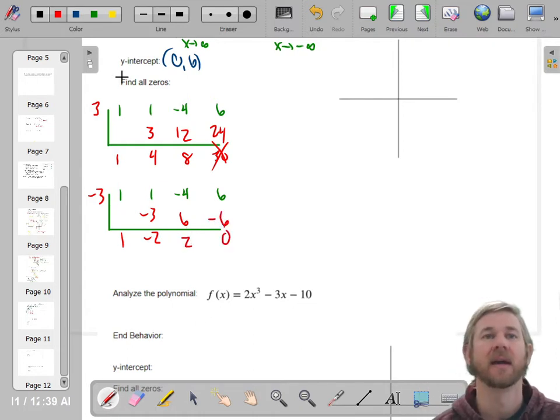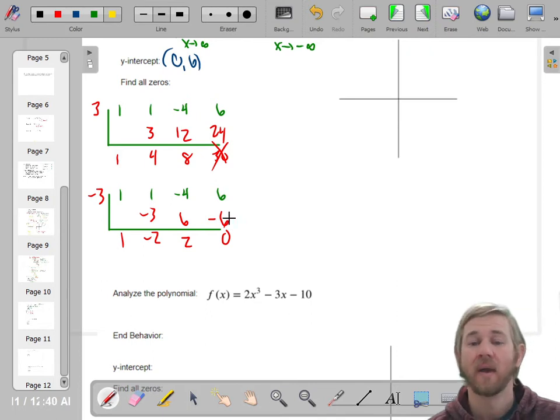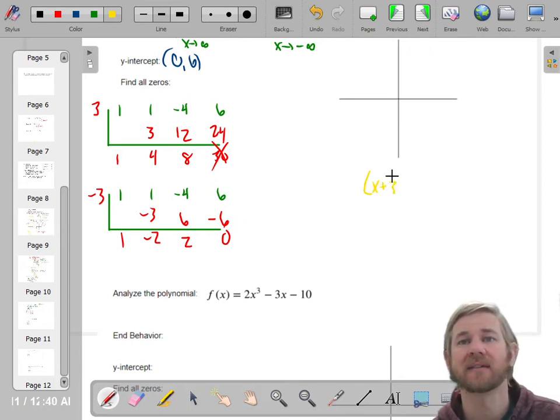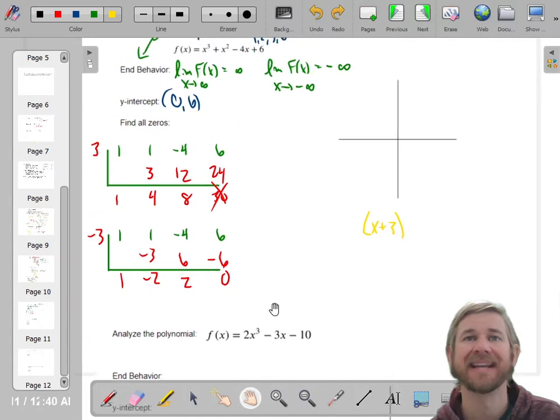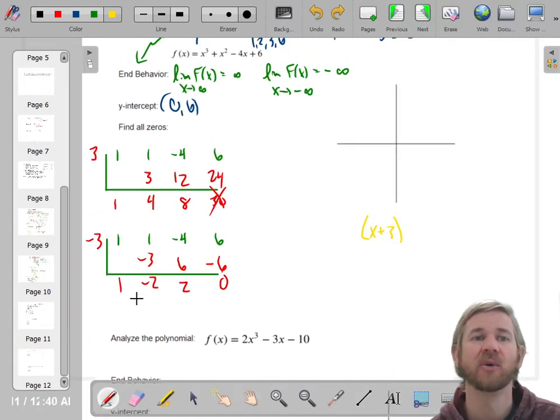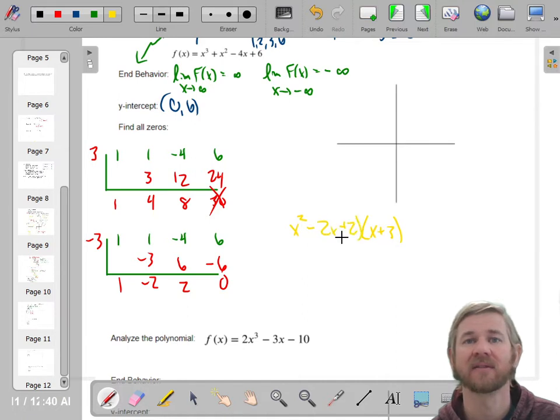All right. Okay, so we have a 0. Now, if negative 3 is a 0, then that means you just factored out x plus 3. So we just factored out x plus 3, and here's our quotient. It was degree 3, so now we're degree 2. This will be 1x squared minus 2x plus 2.